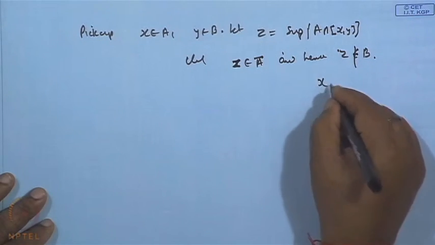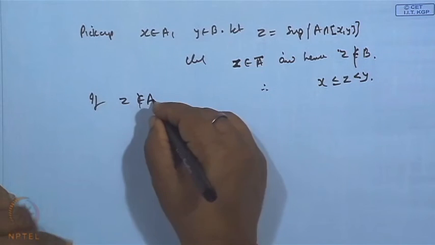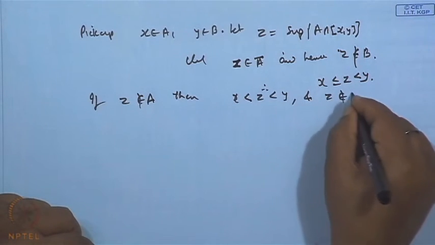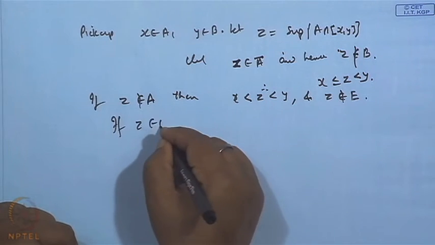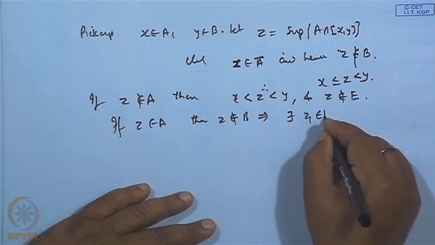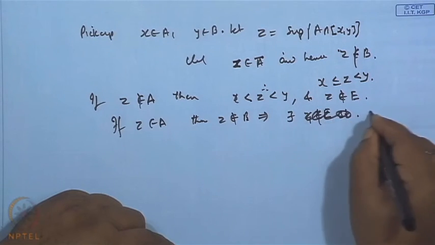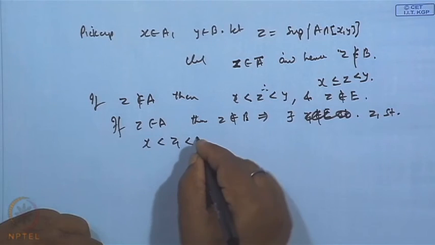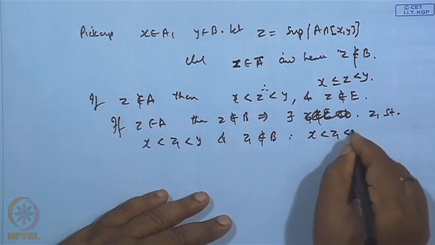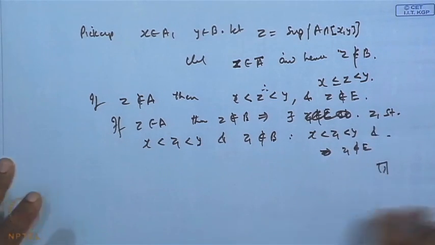Okay. So what we get? Therefore, x is less than or equal to z and strictly less than y. Now, if z does not belong to A, then we have x less than z less than y and z is not in E. If z belongs to A, then we have z is not in B. So there exists a z1 such that z is less than z1 less than y and z1 is not in B. Therefore, x is less than z1 less than y, and this implies that z1 is not in E. So this completes the proof. Okay, thank you very much.